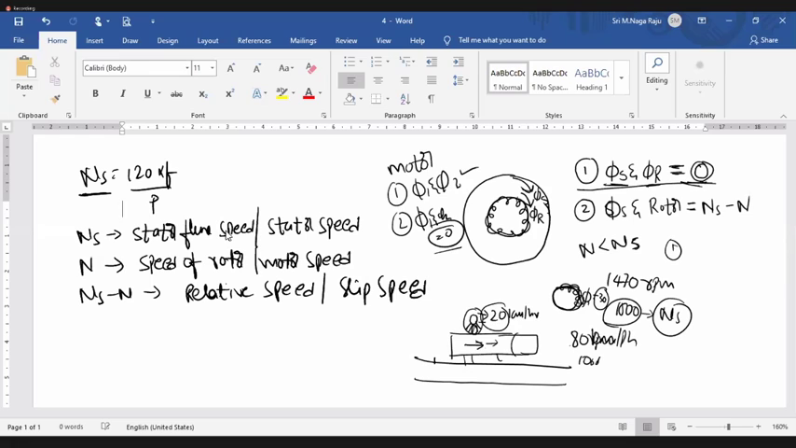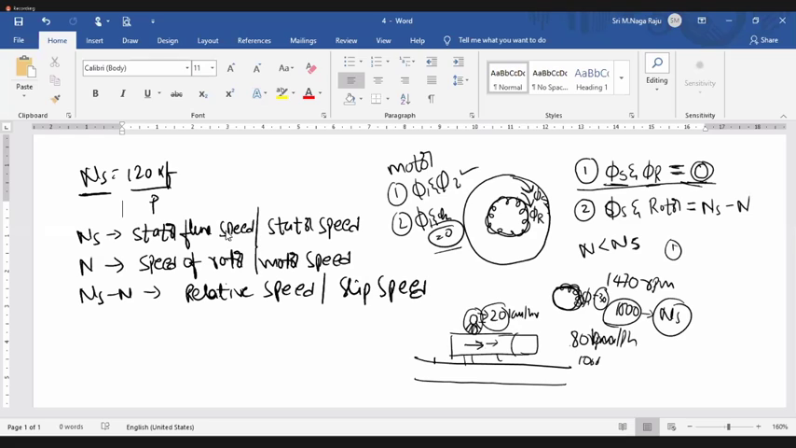Now answer my question. What is the relative speed between the stator and rotor in case of induction motor? This is an objective bit. We have not given any values, no 1470 or 1500, any values are not there. It is a general question.